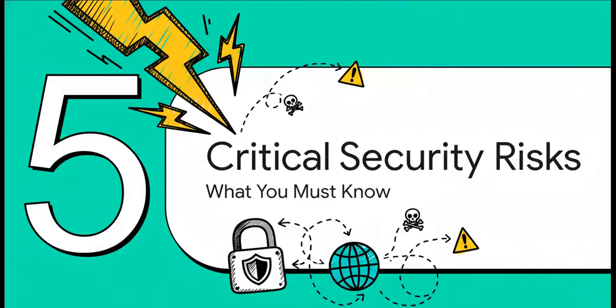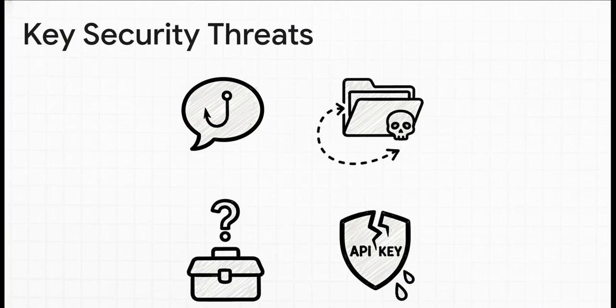Okay, now we need to talk about the most important part of this entire explainer, especially if you're thinking about building with MCP. Because connecting an AI to the real world is incredibly powerful, but it also opens the door to some really serious security risks you absolutely have to understand. So let's be crystal clear about what can go wrong.